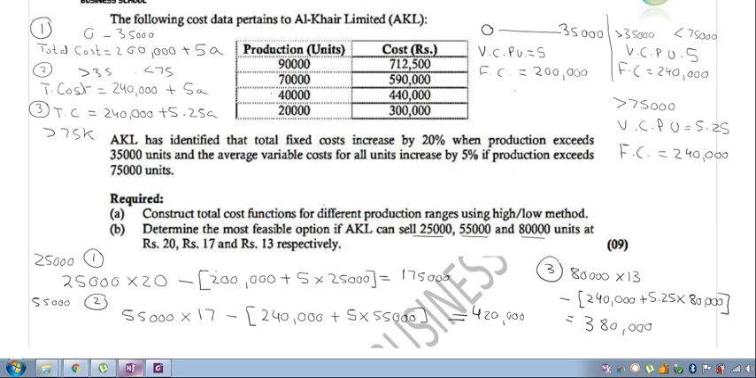So we can see that from all three computations, our profit is highest if we are selling 55,000 units. It is 420,000, the highest, and therefore the most feasible option is to sell 55,000 units and earn a profit of 420,000, the most feasible option for the company.